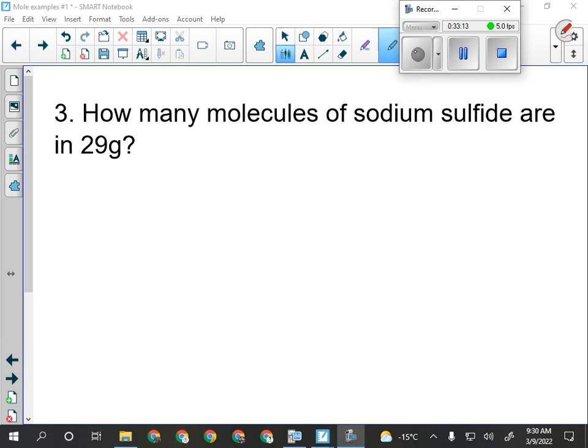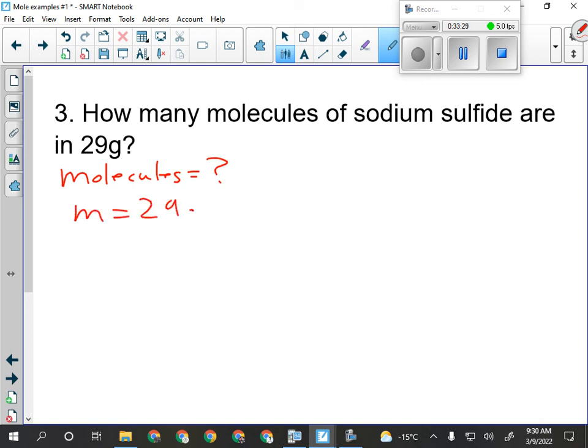Okay, so on number 3, we're looking for how many molecules of sodium sulfide are in 29 grams. So we know we're looking for the number of molecules. We're told the mass, and we're told the material. What do I have to do with that? Drop and swap it, right? This is a -2, that's a +1, so we're looking at Na2S here.